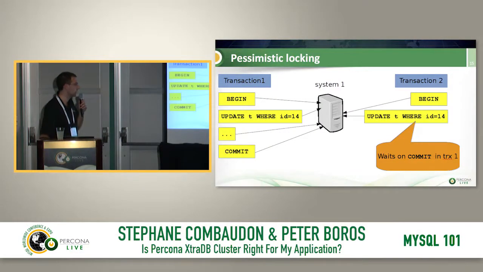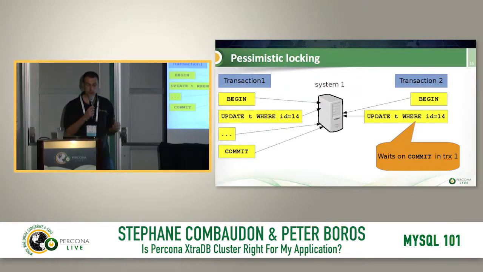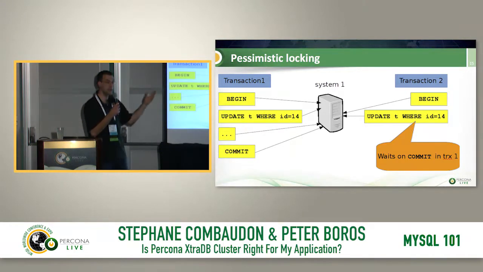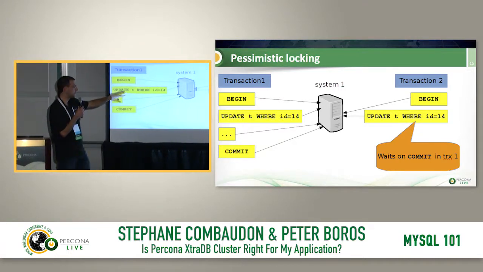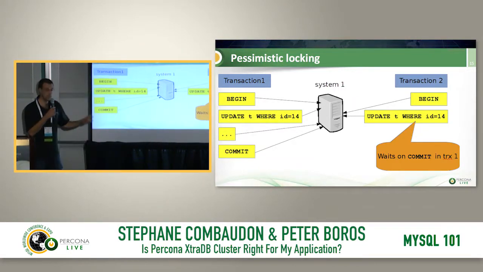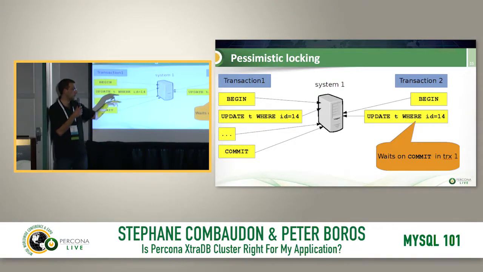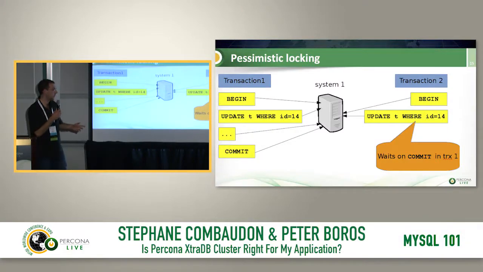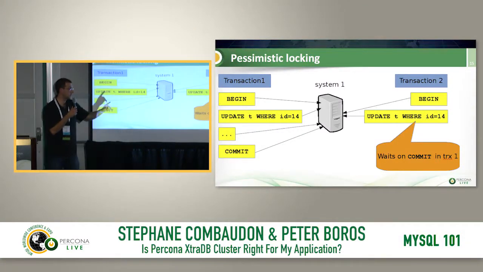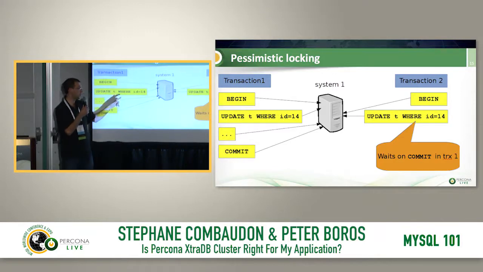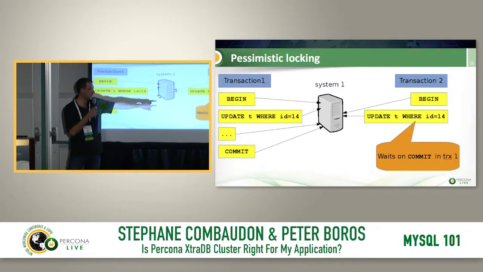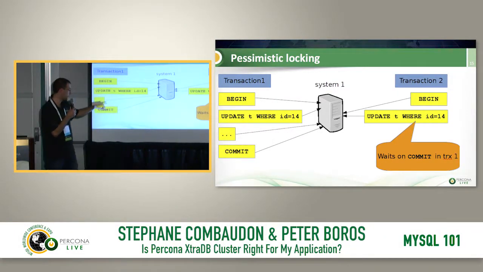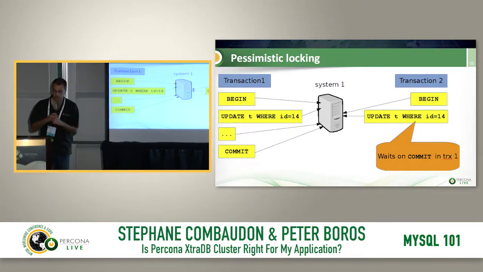Okay, so let's talk about locking. First, pessimistic locking. Pessimistic locking is what you can find on, for instance, a single server using InnoDB. Let's say on the left you have one transaction. You begin a transaction, you want to update one record. And at the same time, you have another transaction that will try to update the same record. What's going to happen? The second transaction has started after the first one and is trying to update the same record. Well, the first session has set a lock on that record. So the second session has to wait until the first one commits. Right? So that is pessimistic locking.